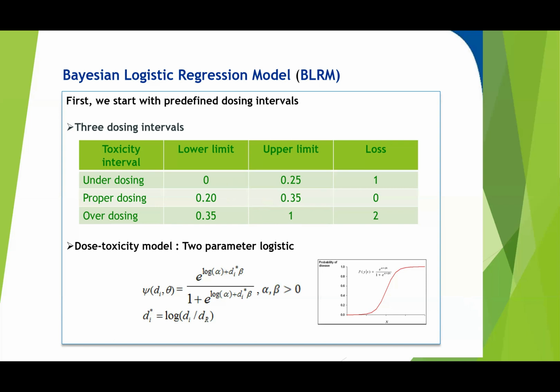Now, next, what we need is a dose toxicity model. For that, we may choose a bivariate logistic function, having 2 parameters, alpha and beta. And this function connects basically toxicity level with the dose level. Di star is some reference dose level. And this function, when plotted, would give a sigmoid type of curve.